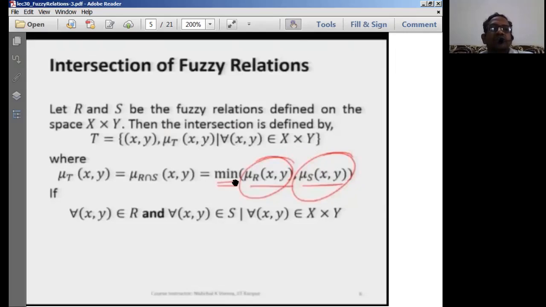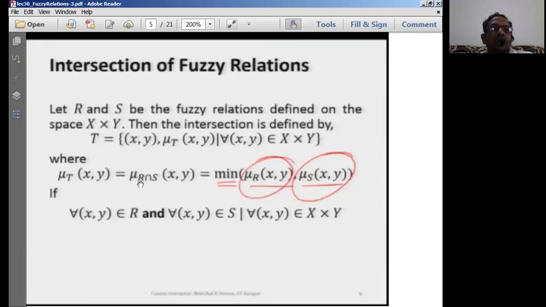So intersection means minimum function. So here the order is going to be R followed by S. Therefore here also membership functions we write mu R followed by mu S, for all the ordered pairs X and Y as it is. Therefore we can write the belongingness something like this: for all X comma Y belongs to R and for all X comma Y belongs to S, or for all X comma Y belongs to X cross Y we can write.